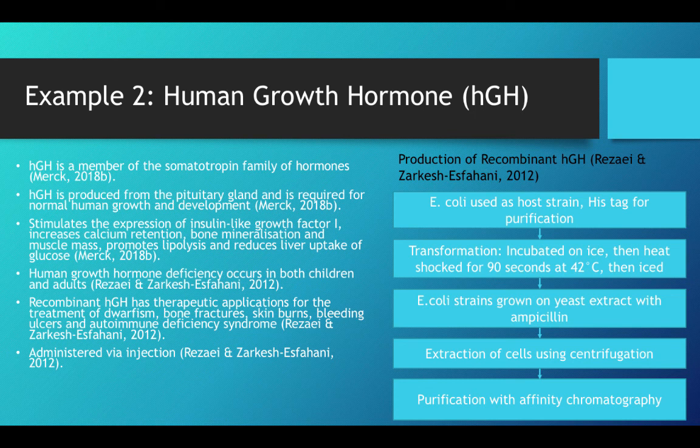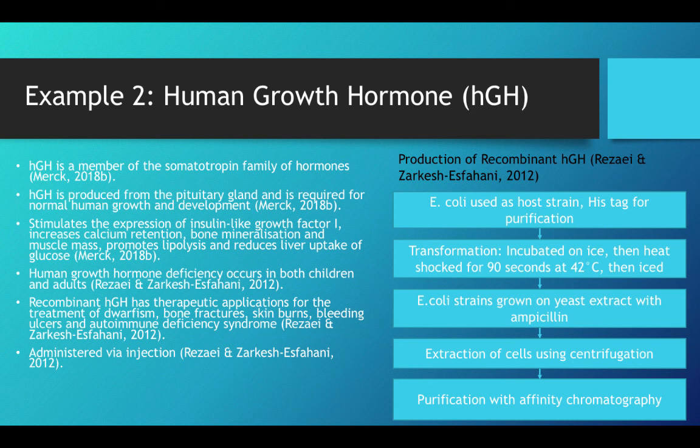Recombinant human growth hormone has therapeutic applications for the treatment of dwarfism, bone fractures, skin burns, bleeding ulcers, and autoimmune deficiency syndrome. Recombinant HGH treats growth hormone deficient children to reach final height and to increase insulin-like growth factor, osteocalcin, and bone density. It provides therapy for growth hormone deficient adults and is used to accelerate wound healing. Recombinant HGH is administered via injection.